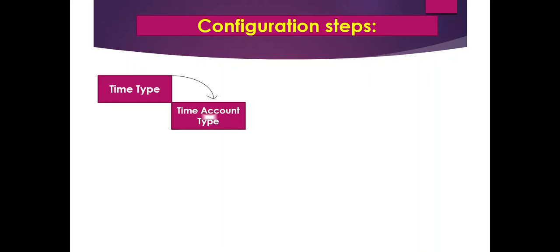Then the second step is we need to create one time account type. This time account type should be specific to time off in lieu purpose only. It should not be associated with annual leave, vacation, or any other leave. And this time account type should be associated with the time off in lieu time type we have created. That means this time off in lieu time account type should be associated with that previously created time off in lieu time type.